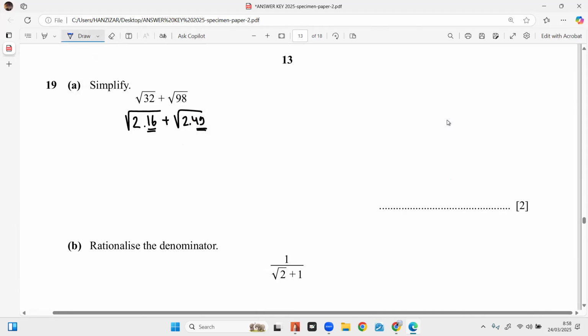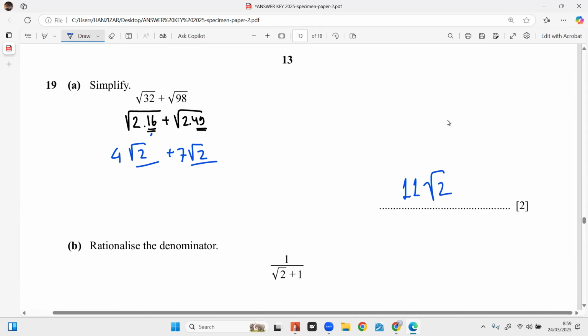16 becomes 4, right? 49 becomes 7. The square root 2 is left behind. 4 plus 7, 11 square root 2. Not square root 4. Careful, because square root 2 and square root 3 are considered as variables.